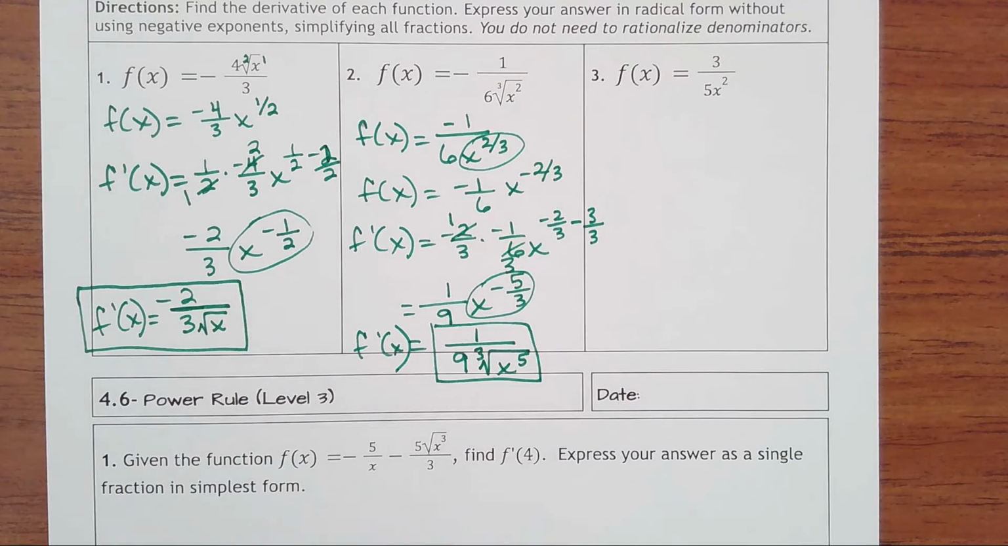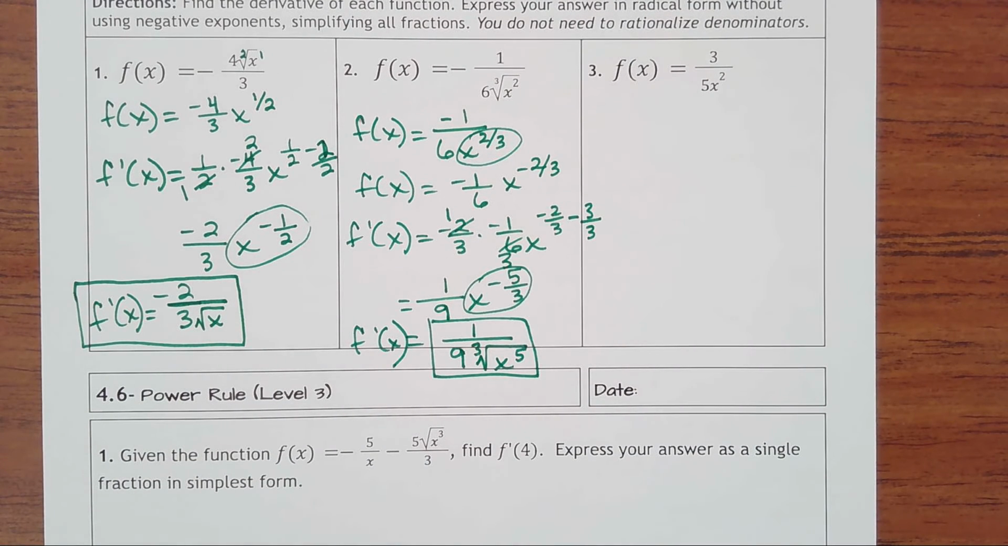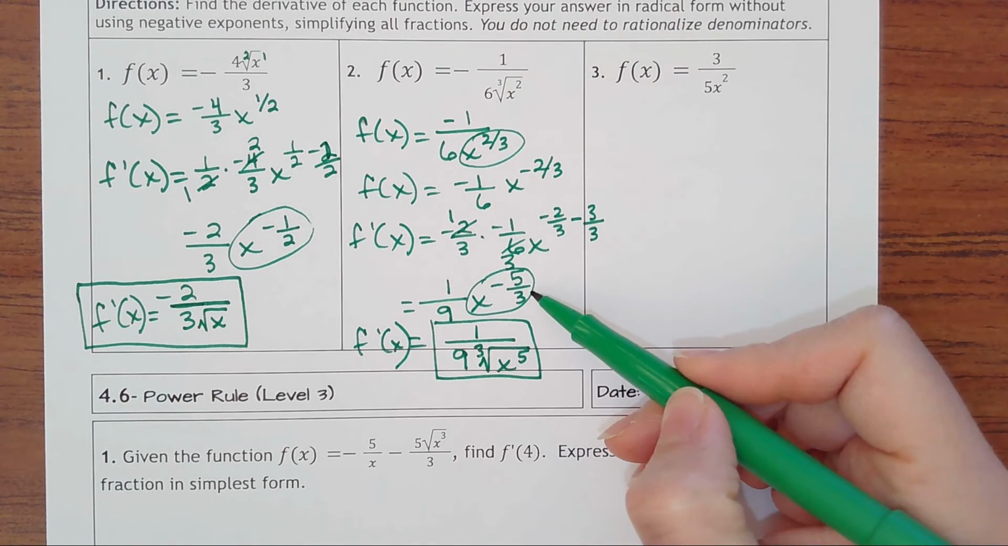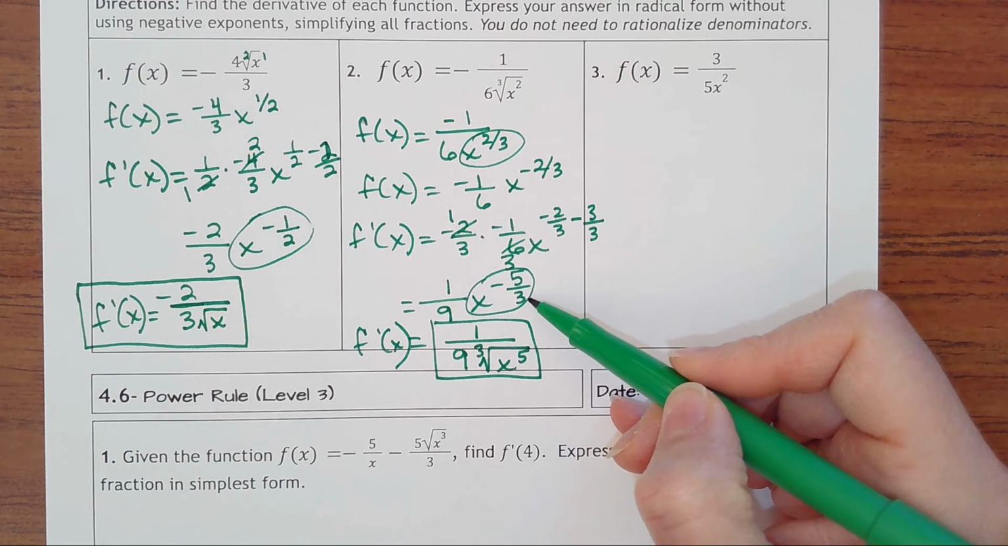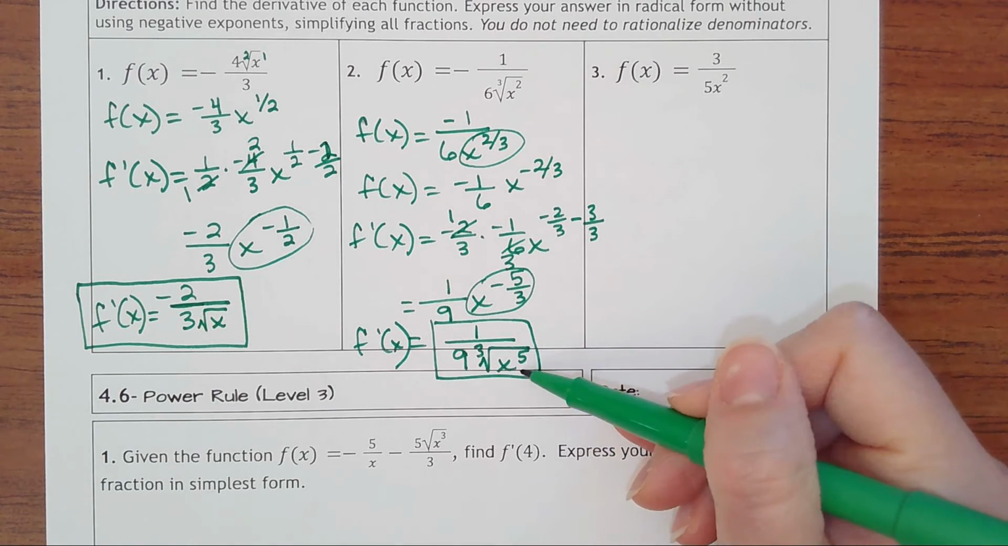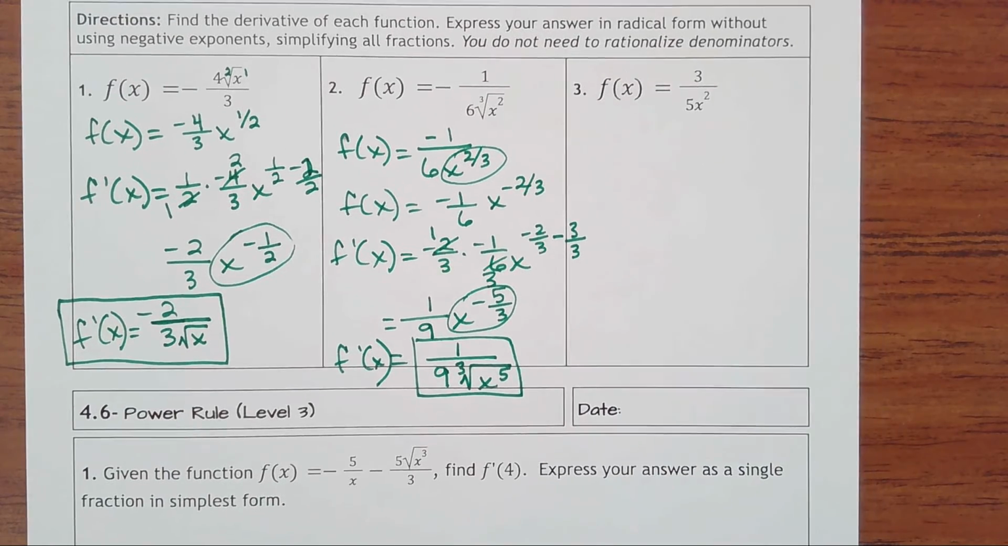So hopefully you're remembering these rules of exponents, negative exponents. They can become positive when you move them from top to bottom or bottom to top. And then when you have a fractional exponent, that's really a radical, where the denominator of the fraction is the index, the type of radical, and then the numerator is the power on that x.